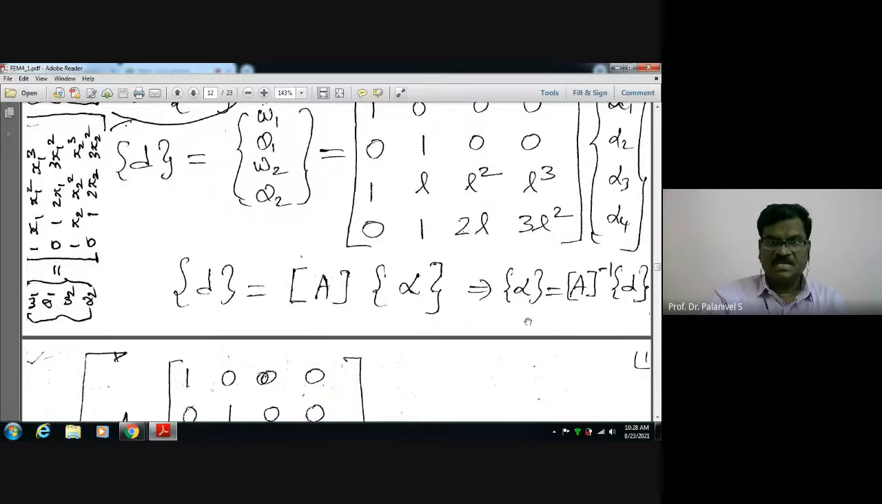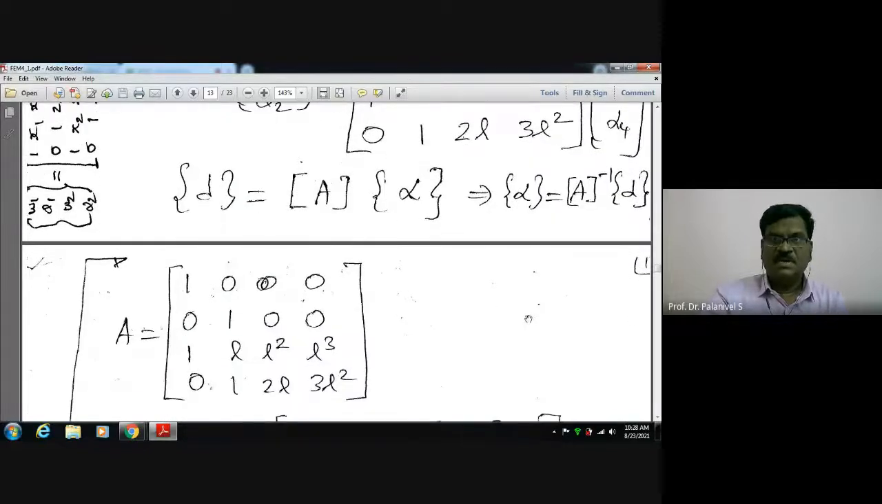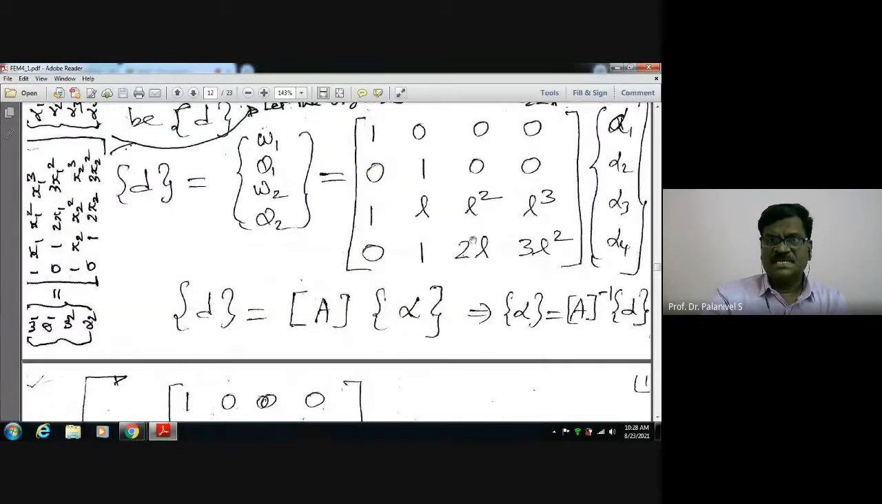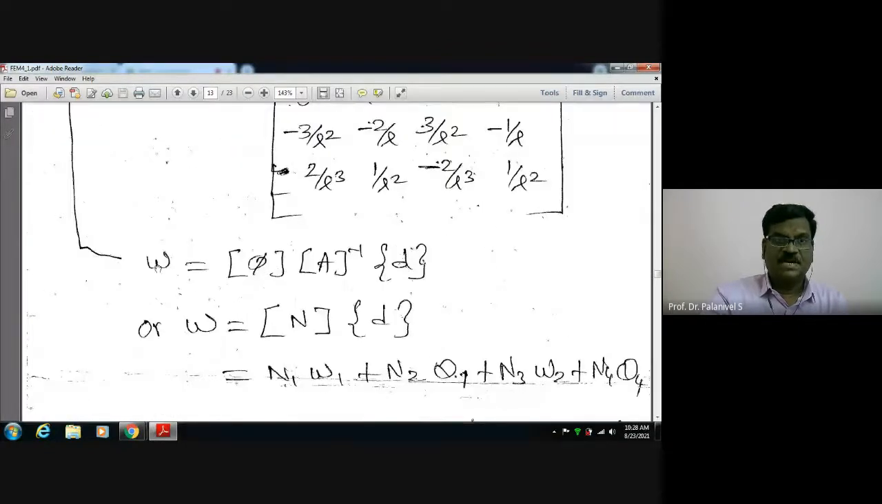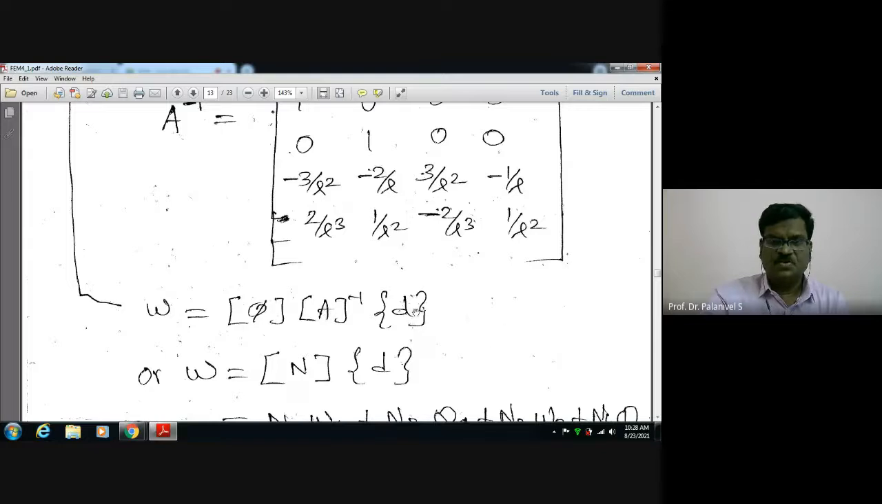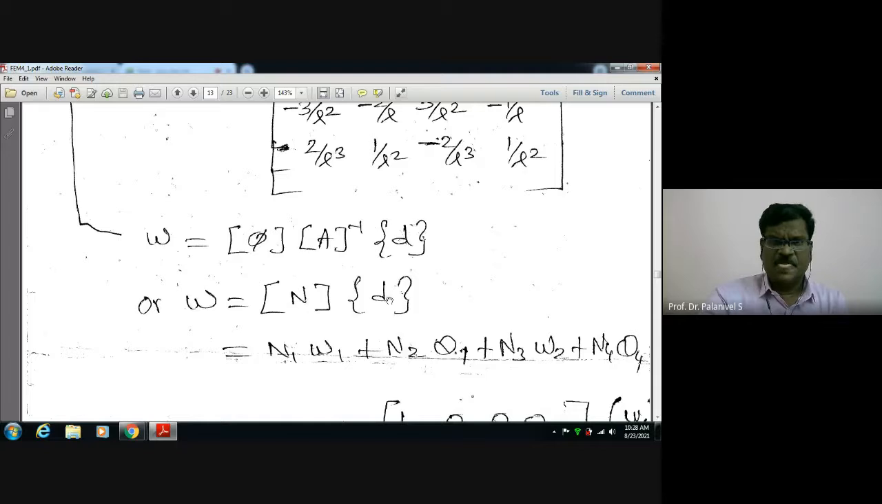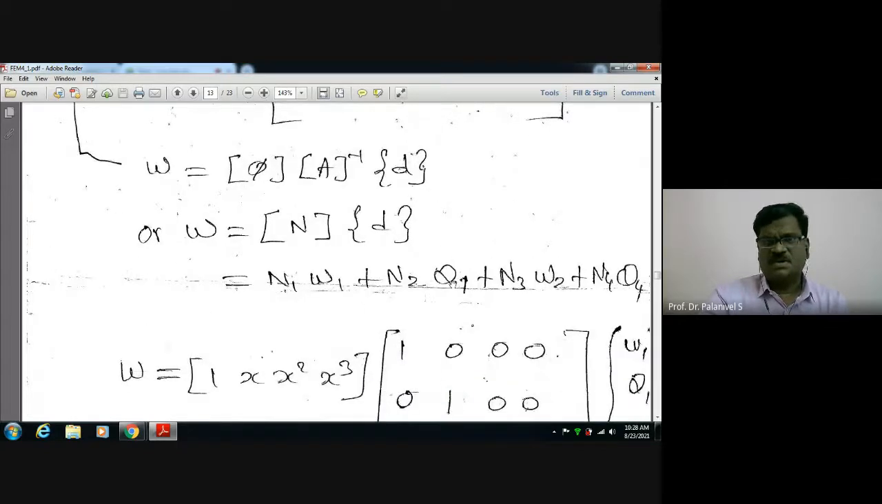Now, what is N? Therefore, A is nothing but this matrix. This matrix is the A matrix, which I have written here. What is A inverse? We know that I have to write here. What is w? The transverse displacement within the element, w, equals the first form matrix phi into A inverse matrix into the nodal degree of freedom vector d_u. Phi into A inverse is nothing but N into d_u, which is N1 w1 plus N2 theta 1 plus N3 w2 plus N4 theta 2. If you expand it, you will be getting the result.